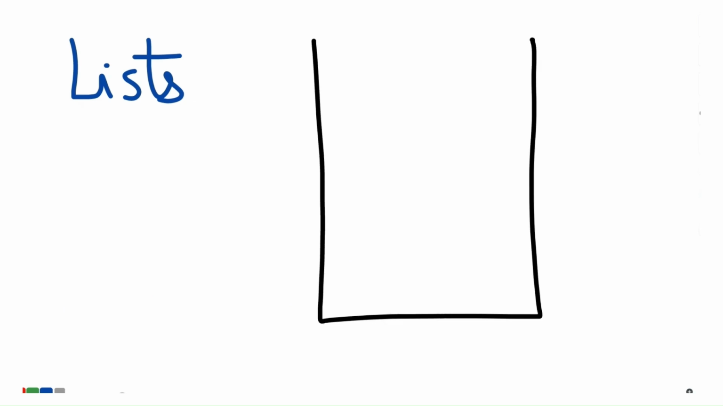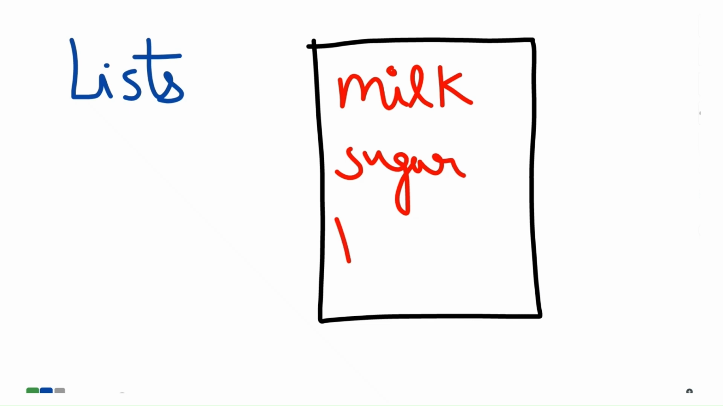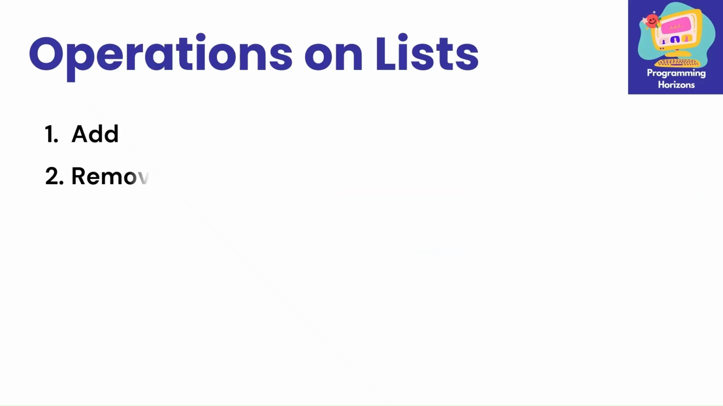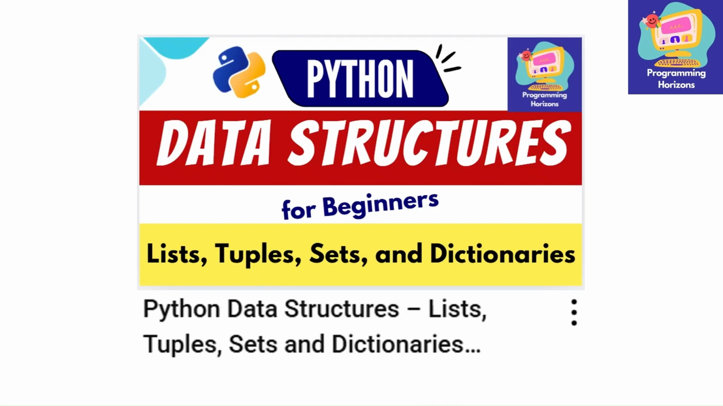In Python, we have already seen built-in lists, which are flexible containers to hold multiple values, similar to a shopping list. You can easily add, remove, or modify items in a list. Lists, tuples, sets, and dictionaries have already been covered in a separate video on this channel.